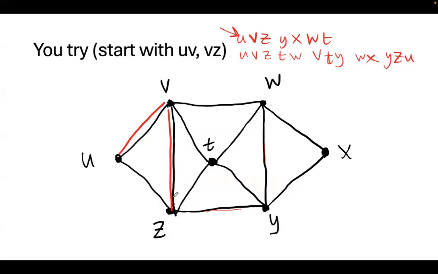Okay, so you go U V Z and then T W V, back down to T, down to Y, and then get rid of X. Wait, no, Y, X. I don't see how that's possible. Y W. Y. Okay, so V T Y W X.